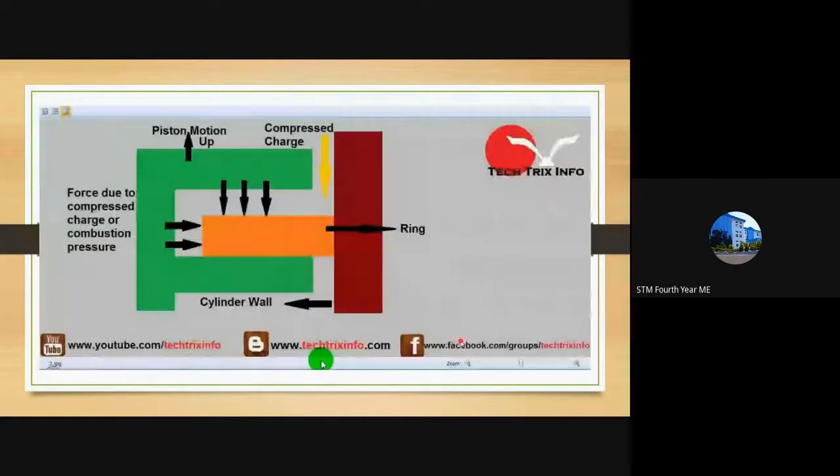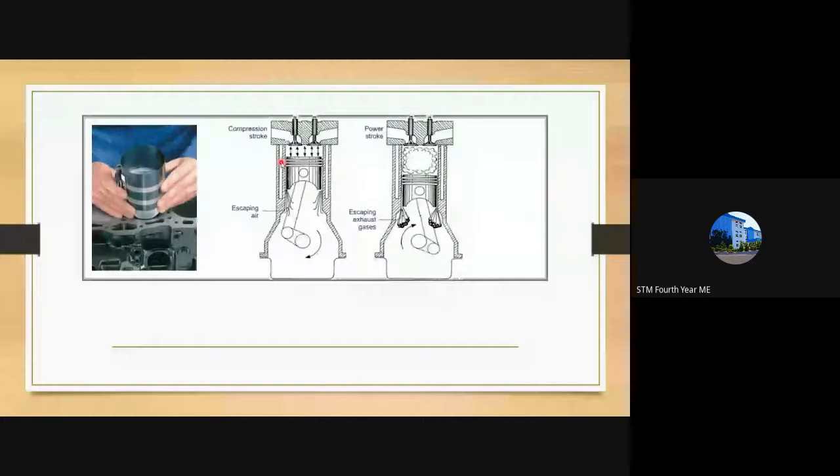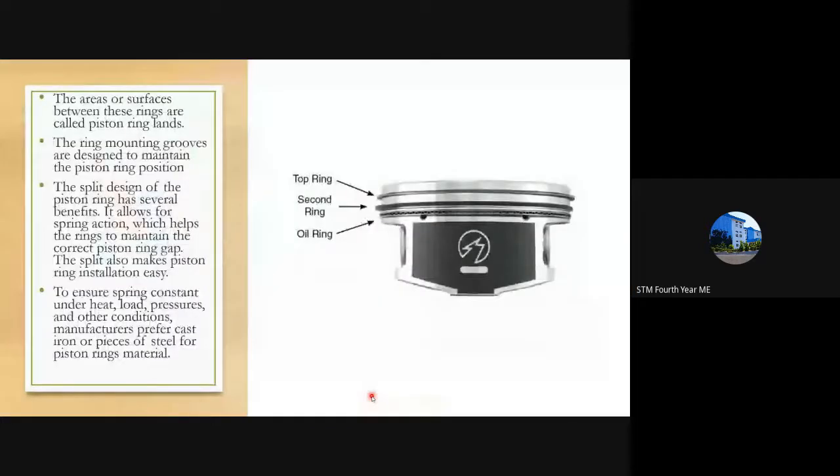There will be oil present on the cylinder wall. When the piston moves downwards, the oil ring will scrape out the oil from the cylinder walls, and it will fall into the crankcase, the oil sump. The oil will fall down into the oil sump. Such is the function of an oil ring.